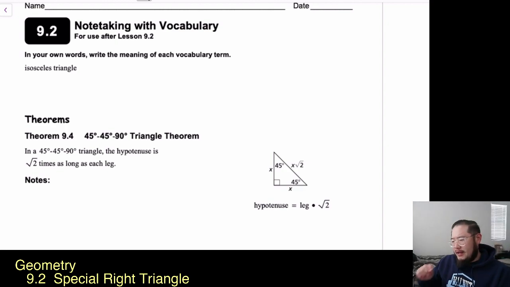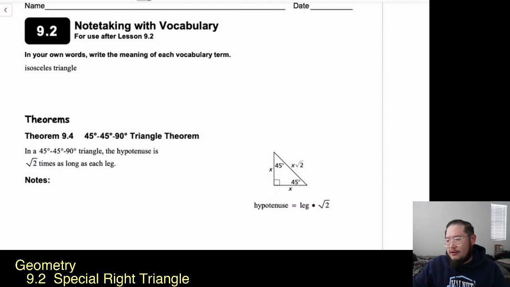Before we get to that, we have right here an isosceles triangle. We'll talk about an isosceles triangle. What is it? Remember, two sides are congruent, or the legs, right? So it's a triangle where you have two legs that happen to be congruent. Let's go ahead and move on.